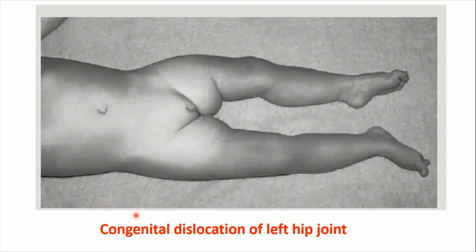So this is the congenital dislocation of the left hip joint. Here you could see it looks shorter, right? And as the head of the femur has gone upwards, you note the skin creases over here more than on the other side.